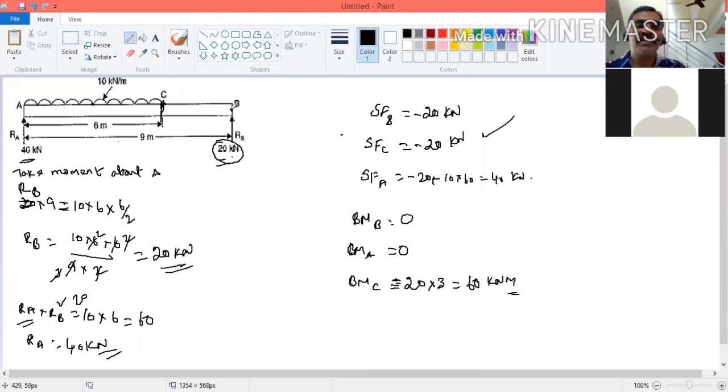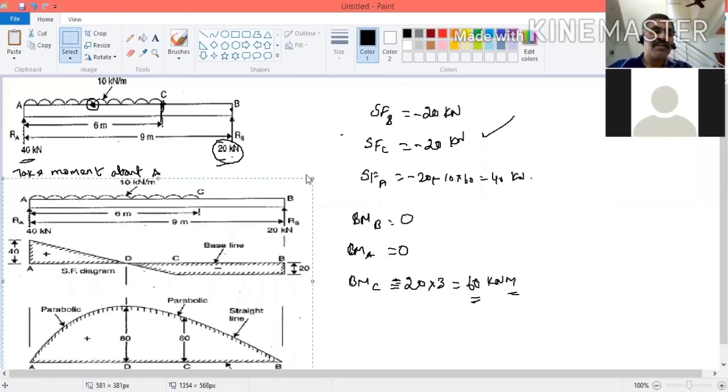At point C, bending moment is 60. At point B, it is 0. So in between, how will you join the bending moment? It is a straight line. Why is it a straight line? Because here we have only a point load. After that, you have the uniformly distributed load, and that will be a curve, a quadratic or parabolic curve. But in this portion, it is a straight line. How much is the value? 60.